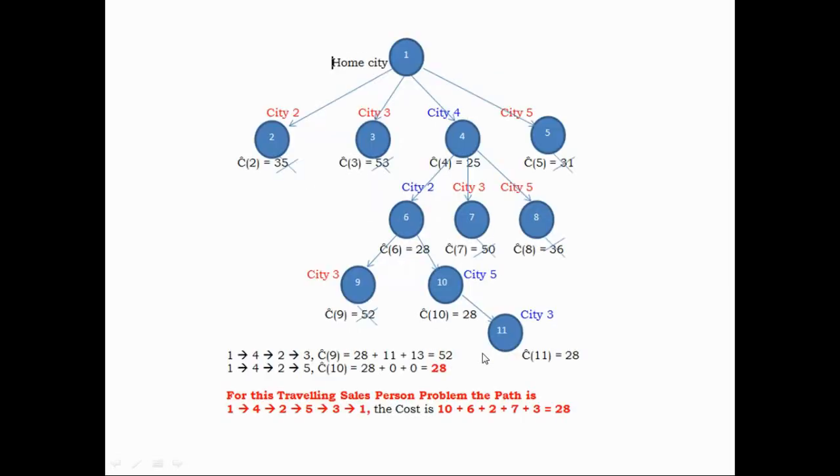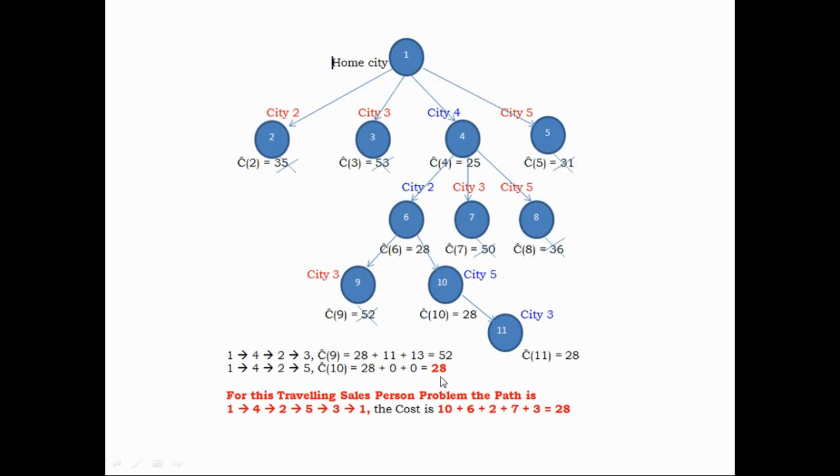And in this tree, as may be observed, from home city 1 we are reaching city 4, from 4 to 2 and 2 to 5. Here we calculated C cap of 9, which equals 28, what we arrived at till now, plus 11 plus R, which is equal to 52. And similarly, C cap of 10 equals 28 plus the distance plus R, which is equal to 28.